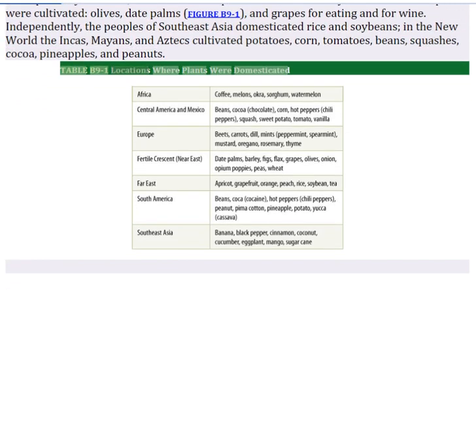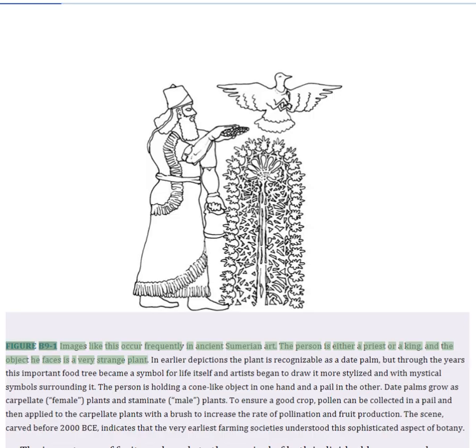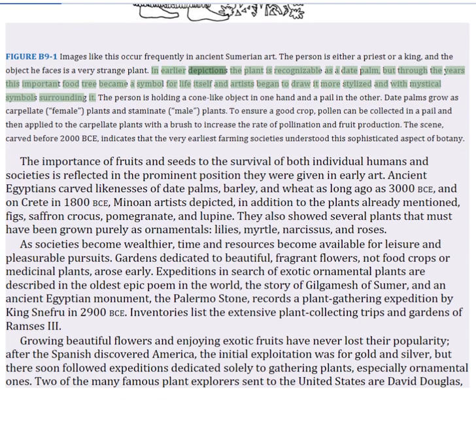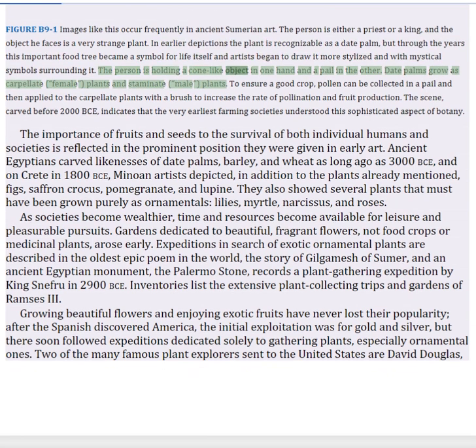Table B9-1: locations where plants were domesticated. Figure B9-1: images like this occur frequently in ancient Sumerian art. The person is either a priest or a king, and the object he faces is a very strange plant. In earlier depictions, the plant is recognizable as a date palm, but through the years this important food tree became a symbol for life itself, and artists began to draw it more stylized and with mystical symbols surrounding it. The person is holding a cone-like object in one hand and a pail in the other.